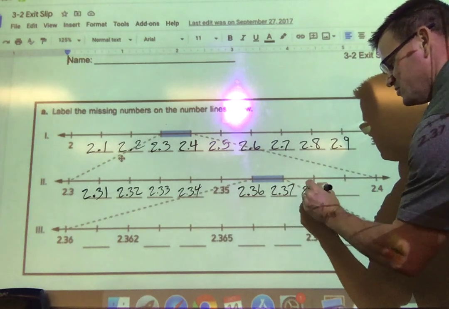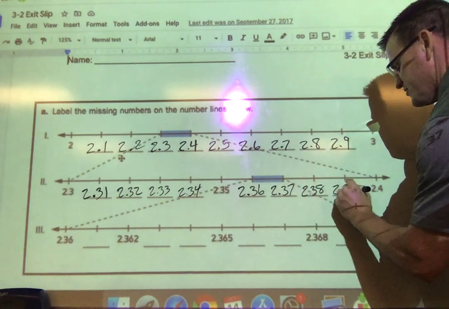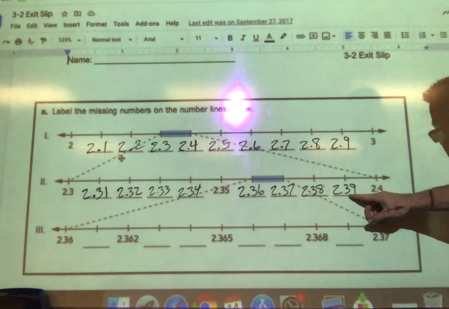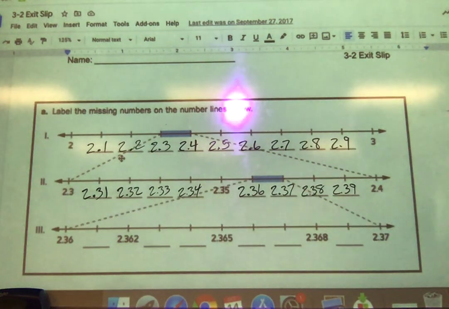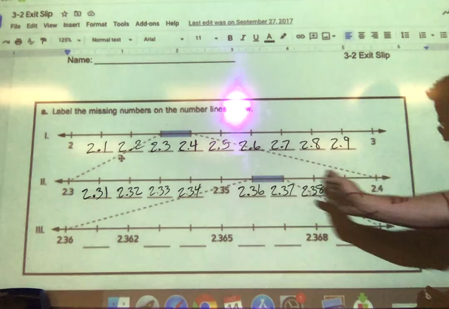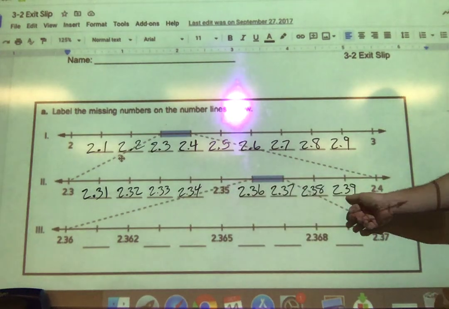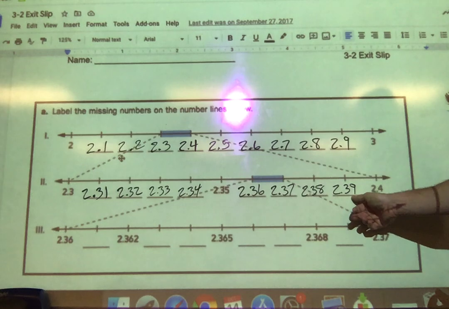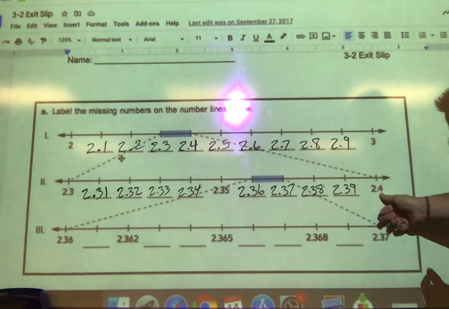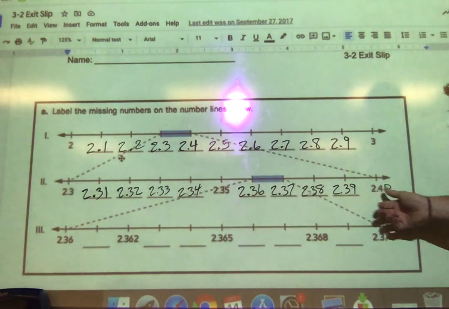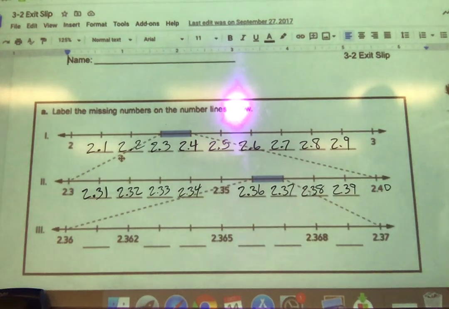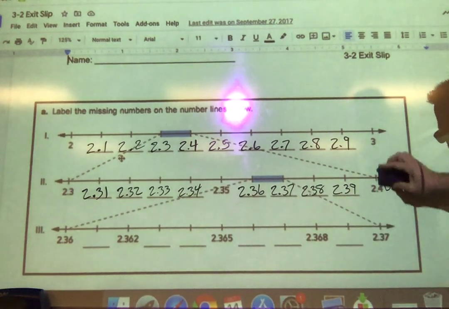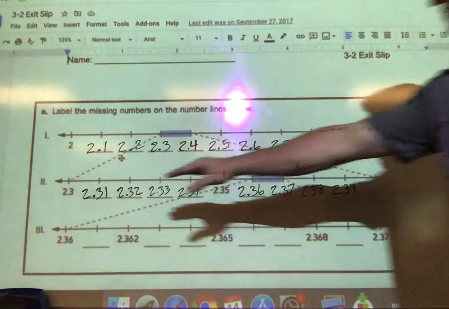2.37, 2.38, and then 2.39. Next would be 2.40 or 2.4. We don't need that 0 there. So 2 and 4 tenths. All of these are smaller than 2 and 4 tenths. Even though that 39 looks bigger, remember 39 hundredths is not as much as 4 tenths, because I can put a 0 after here, and that'd be 40 hundredths, which is bigger than 39 hundredths by 1/100th. All right, so again, understanding how decimals work there. So they all started with 2.3.